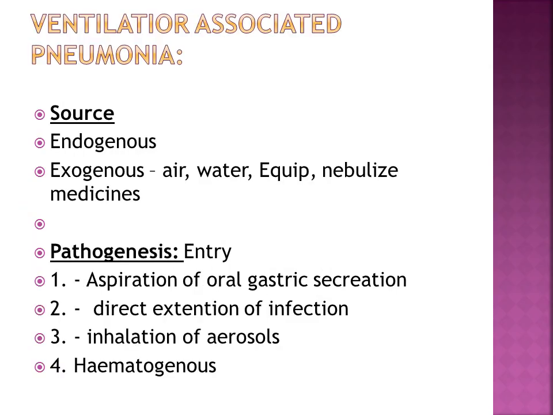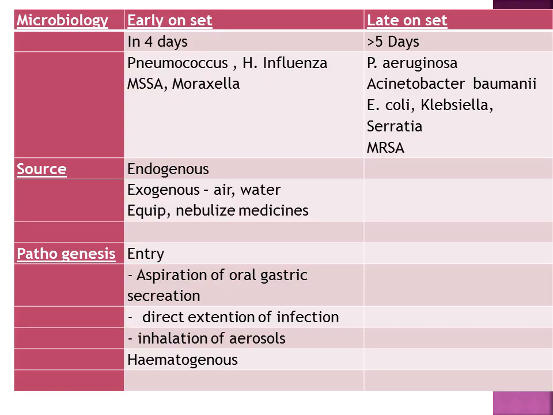So here you can see this ventilator given to the patient. So in microbiology, if it is early onset, in 4 days the bacteria are Pneumococcus, H. influenzae, MSSA and Moraxella. MSSA is methicillin sensitive Staphylococcus aureus. And if late onset, that is more than 5 days duration for the ventilator, then it is Pseudomonas aeruginosa, Acinetobacter baumannii, E. coli, Klebsiella, Serratia and MRSA.